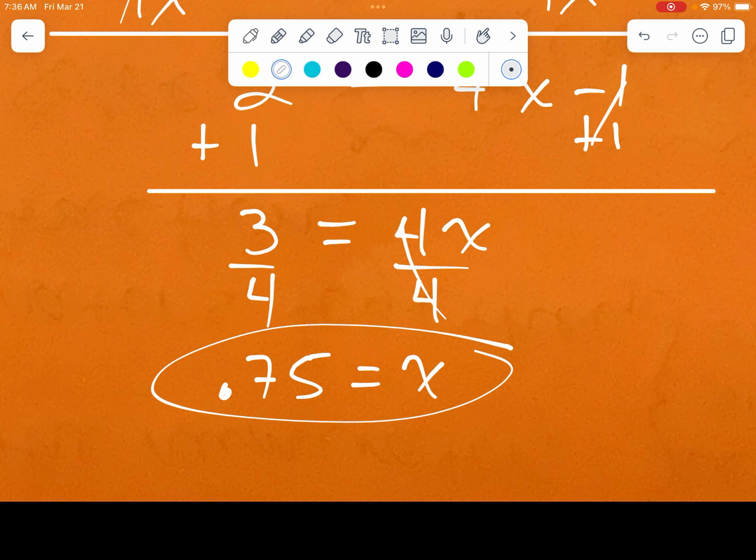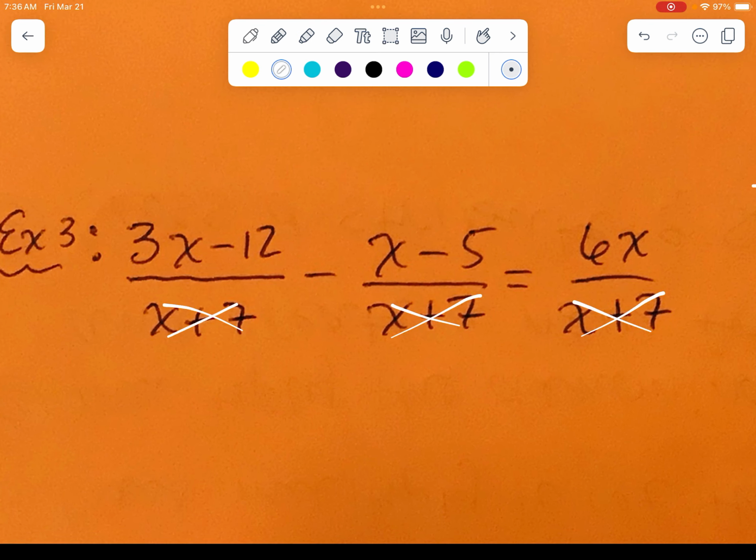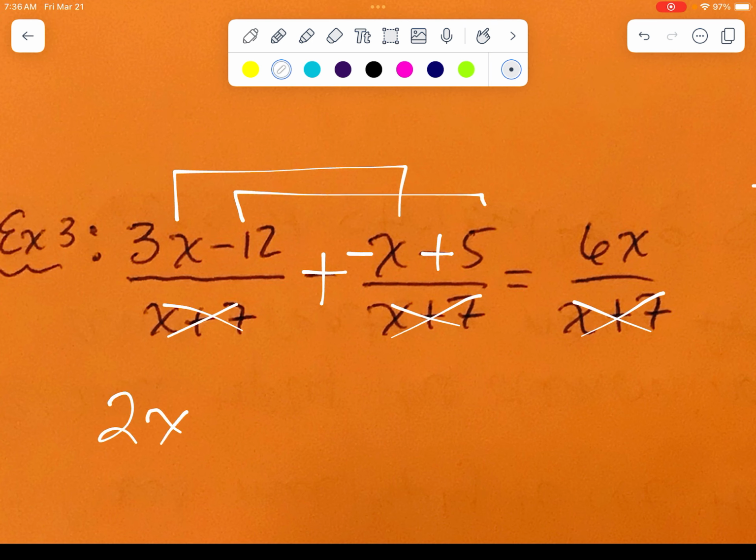One more, let's take a look at one more example. You can see that the denominators are the same, x plus 7, x plus 7, and x plus 7. We're ready to combine like terms. So we'll put our x's together. But before we do that, let's apply the -1 rule. So we have to change the sign, change the sign, change the sign. Now we're ready to go. 3x minus x is 2x. -12 plus 5 is -7. That equals 6x.